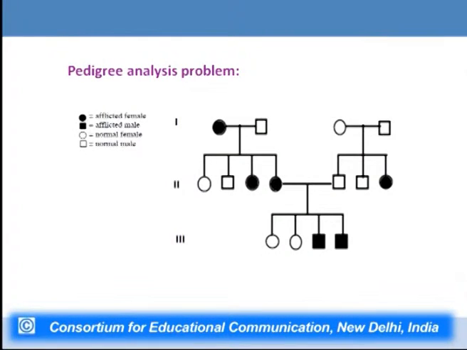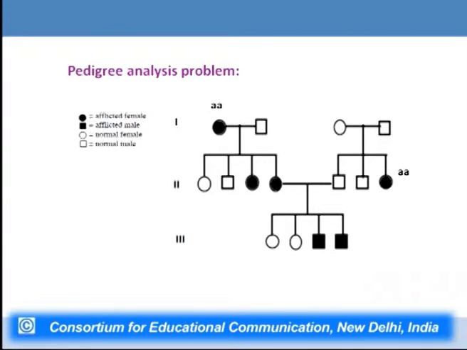Now, we will be doing one pedigree analysis problem. This is a particular pedigree, and we have to find out what the mode of inheritance is in this case. We see that there are individuals who are affected. In the second generation, the rightmost individual, which is a female, is affected, whereas the parents of this individual are not affected, they are not shaded. So, this individual must be small a small a. Because the parents are not affected, they must be heterozygous individuals.